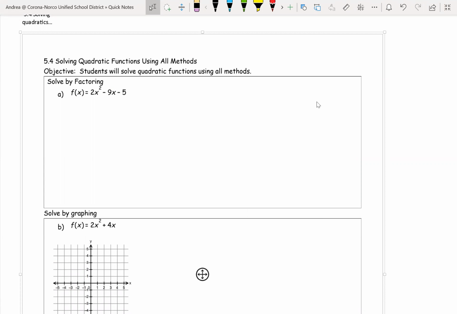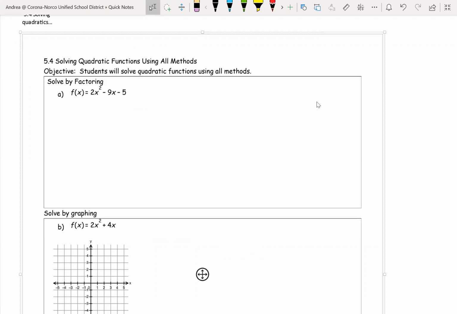Okay, so we need to make sure we know how to do all of these things, or at least one of them. You have to know how to do the quadratic formula. If you can do none of the others, if you can do the quadratic formula, you'll be fine on the test. Factoring is the easiest way to solve a quadratic, in my opinion.